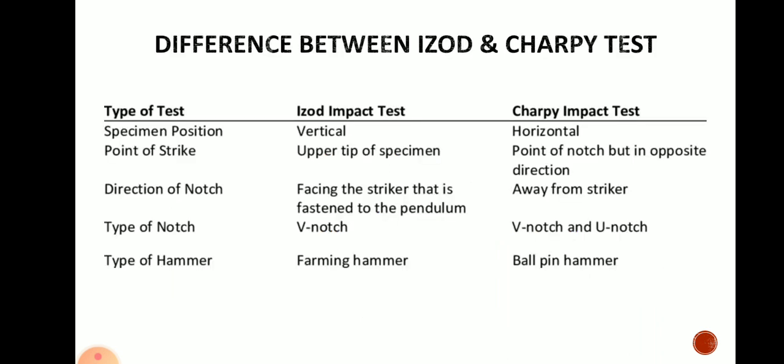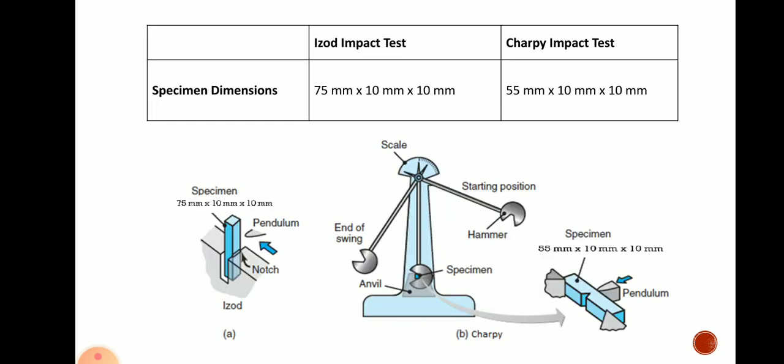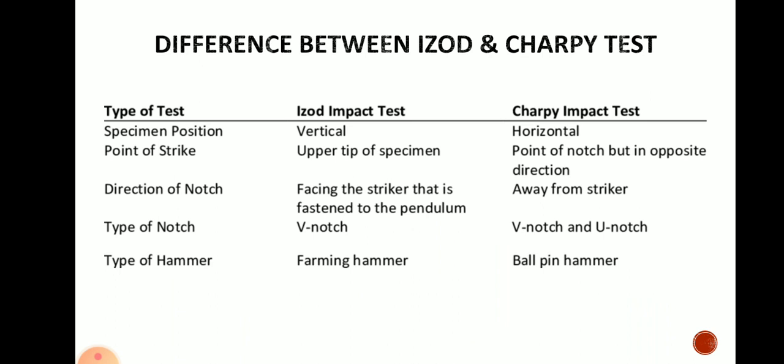Third difference, direction of notch. So in Izod test the notch is facing the striker that is fastened to the pendulum. So notch is exactly in the same direction as that of pendulum in case of Izod test, but in Charpy test notch is exactly on the opposite side of that pendulum. In that diagrams you can observe how specimen is placed and where is the notch and where is that pendulum. So pendulum is exactly in the same direction of notch in case of Izod test, but in case of Charpy test pendulum is exactly in the opposite direction of V notch. This is the third difference.